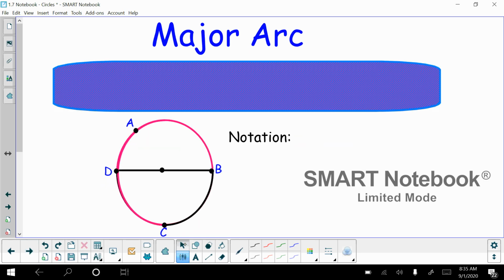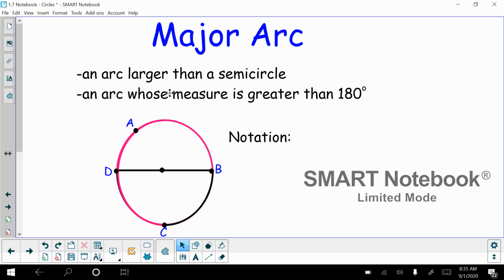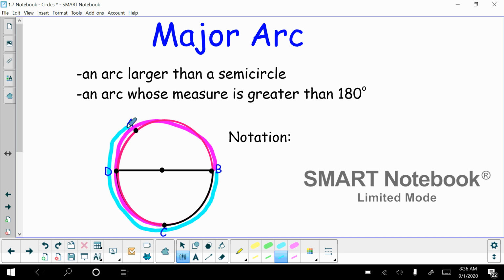Major arc, this is the third type of arc. This is going to be an arc that is larger than a semicircle. So the arc measure is going to be greater than 180 degrees. So I have the pink arc that is a major arc. That's one example. There's actually a couple of them on here. You can also do maybe this major arc in blue. As long as it goes more than halfway, you always want to see where the diameter is, okay? Because that will signify if it's a major arc or not, okay?